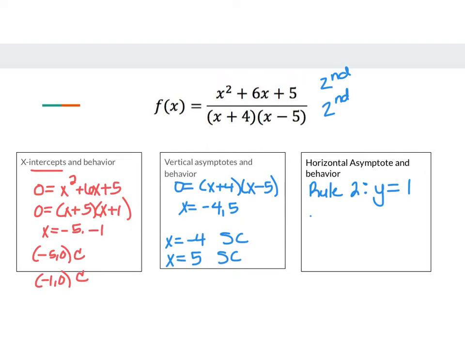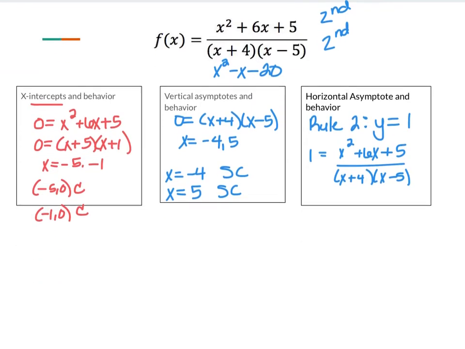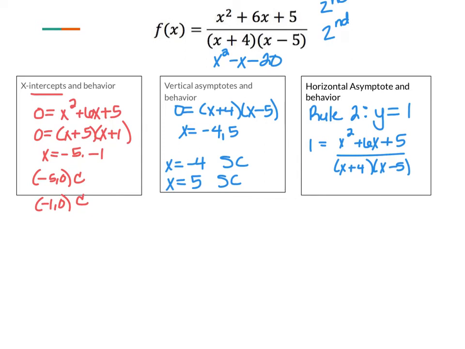Next, we need to determine if that's going to cross or not. So we're going to put 1 in for y and solve for x. Now in this situation, it's going to be easier if we put that denominator in factored form because it's going to be easier to solve the algebra once our functions are in factored form. Your first step anytime you're solving for x when you have this fraction is to cross multiply so that we can get rid of that denominator.